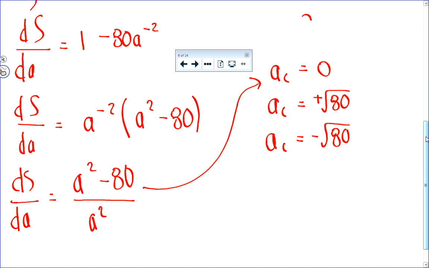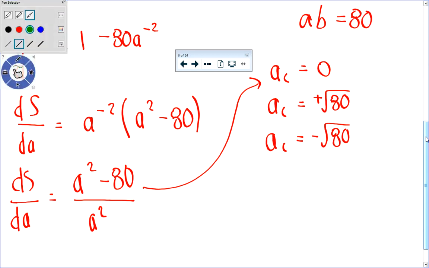First of all, remember, the product of the two numbers must be 80. Well, that tells us that the first number, a, cannot be 0. We can knock that one out because if a is 0, then there's no way the product can be 80. B would have to be undefined.